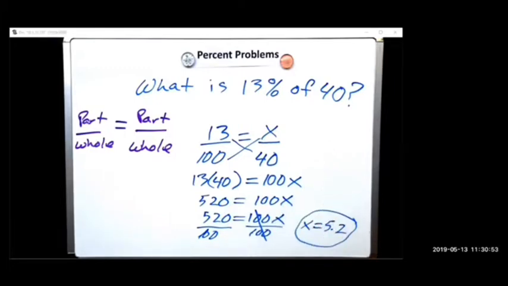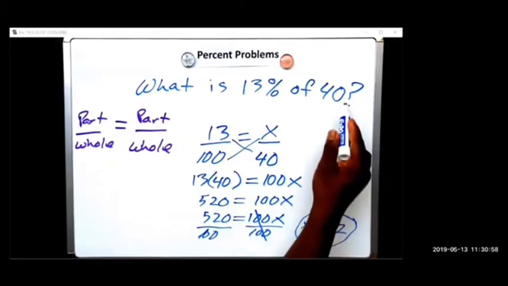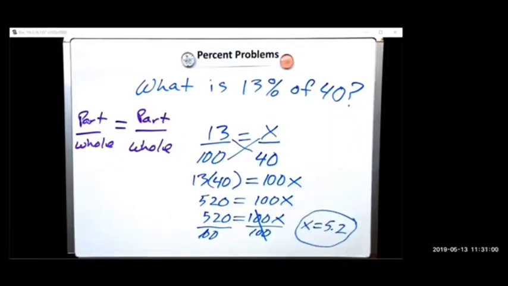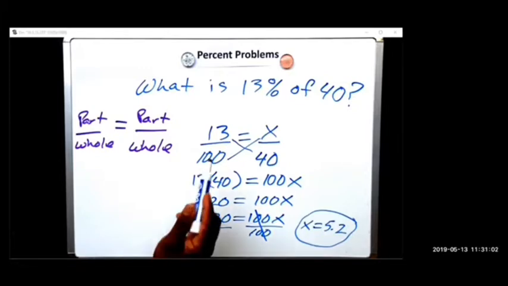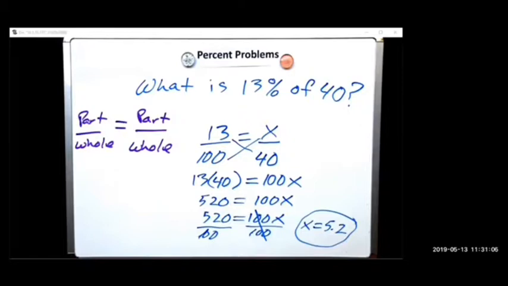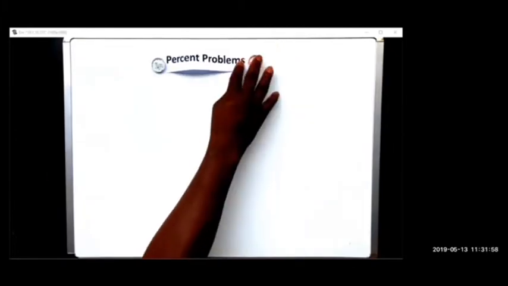Now, if I wanted to check that mentally, I can say, what's 10% of 40? Move that decimal over 1 space to the left, that's 4. 13% is just a little higher, so 4 is close to 5.2, using the estimating for checking your work. That's when you have an equation that says, what is 13% of 40? All right, so let's move on.